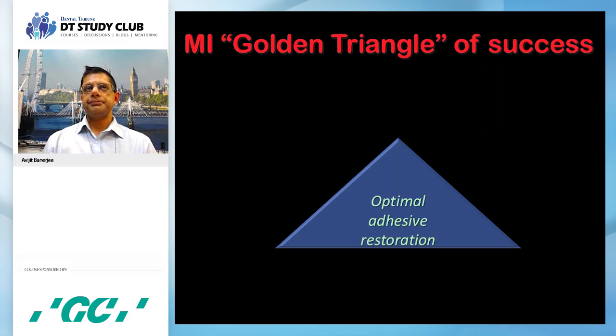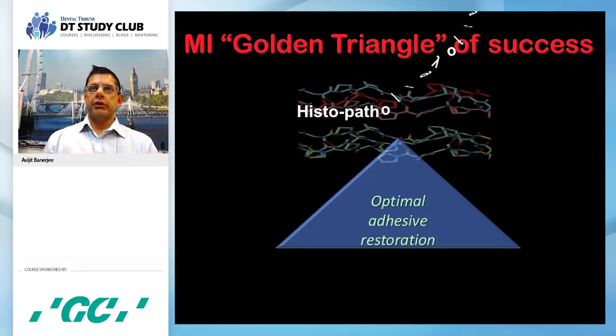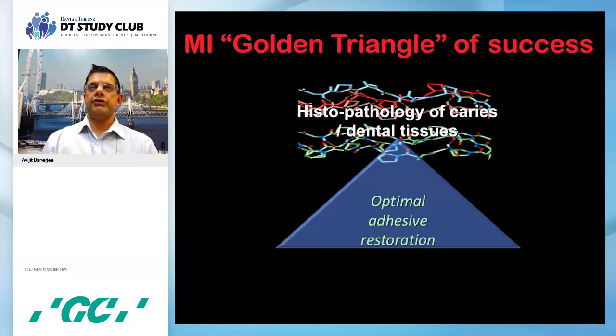If we're looking at optimal adhesive restorations, there are 3 key aspects to this that one must be able to handle and understand to make adhesive restorations work. The first is looking at histopathology, looking at the histology of the tissues, understanding what's actually occurring in the structure of enamel and dentine, the collagen, the tubules, the mineral, the bacteria, and the disease process itself.